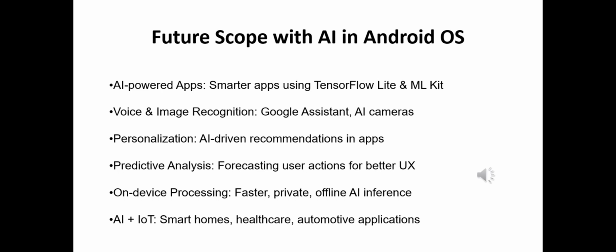Next, we have voice assistants and natural language processing. Android already integrates with Google Assistant, but developers can build custom natural language processing models for their own apps. This means you can see more voice-driven apps and conversational AI experiences in the future. Personalization is another area. AI will power apps that adapt to user behavior, for example, YouTube recommendations, personalized shopping apps, and customized learning platforms.